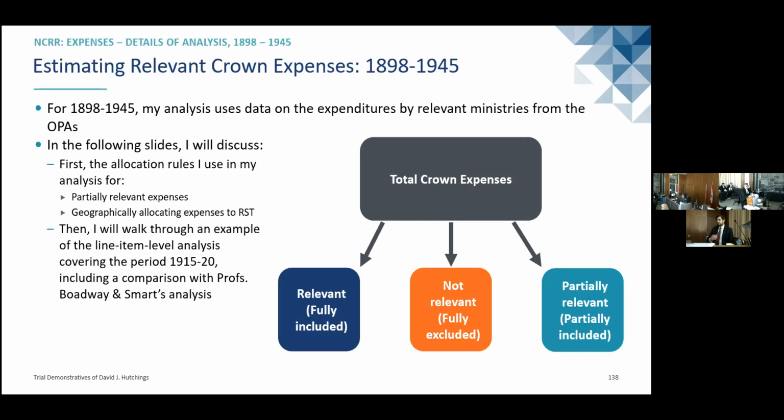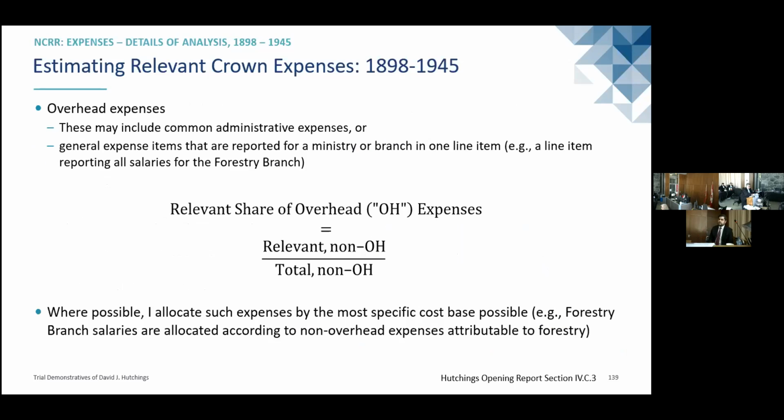And before going through the line items, I'm going to talk a little bit about how I treat some of those partially relevant expenses, if that's okay. We talked a little bit about land agent salaries in the period 1850 to 98. There are other examples like that. It might be helpful to talk about those first. So how do we think about overhead expenses? So you're looking at slide 139. Exactly, slide 139.